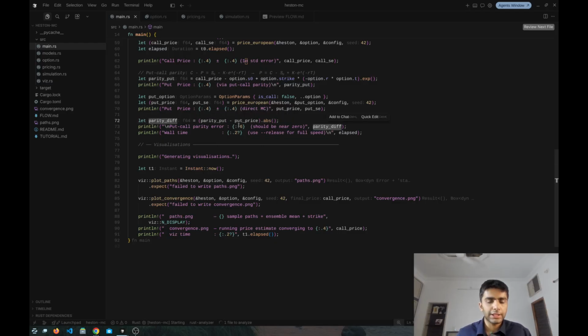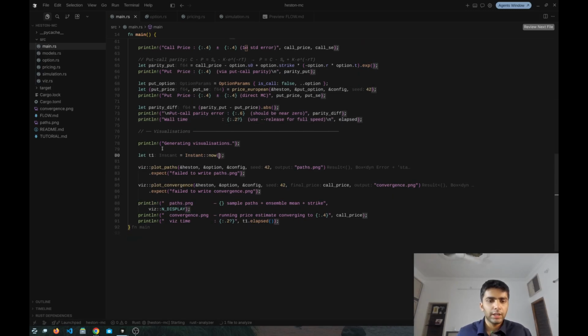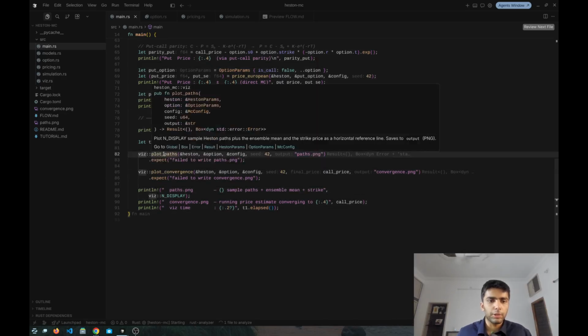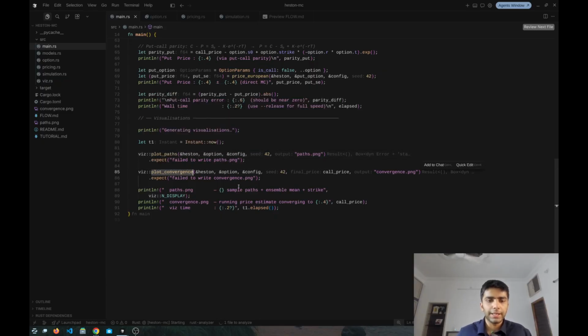So that's why we do these steps, as a quality check of how our simulation is. And then in the later part, we are basically generating the plots that I showed you at the start of the video, the plot which shows all the paths that are generated and how the price converged.